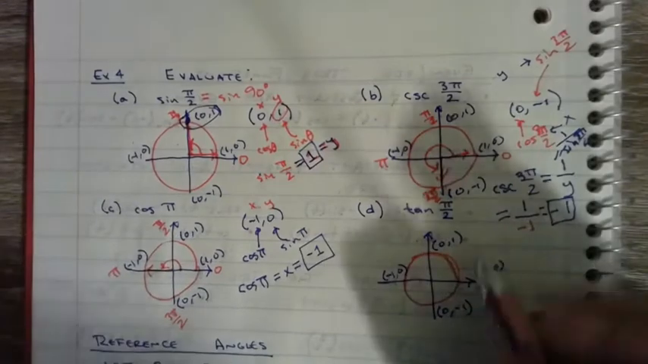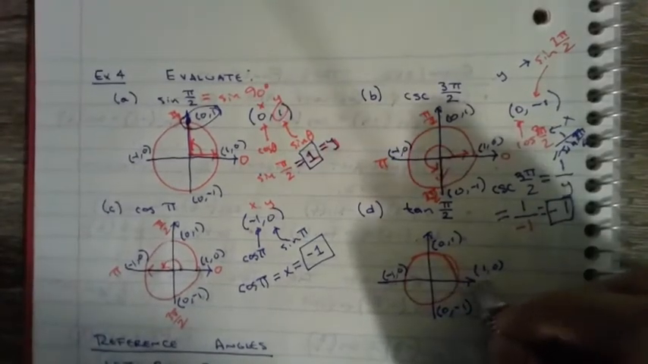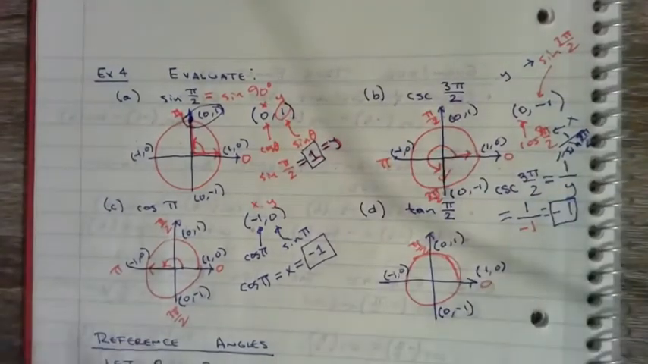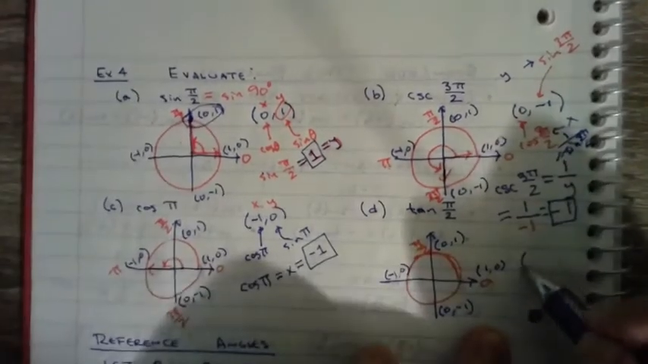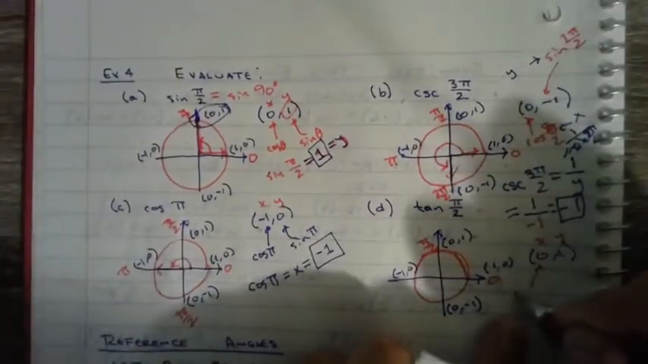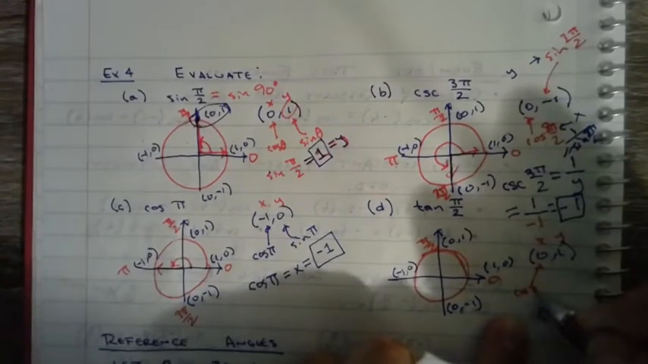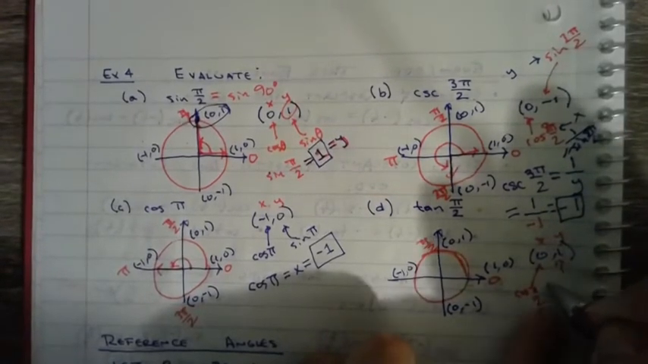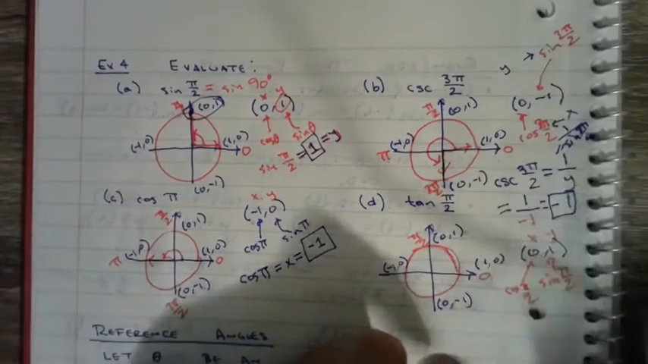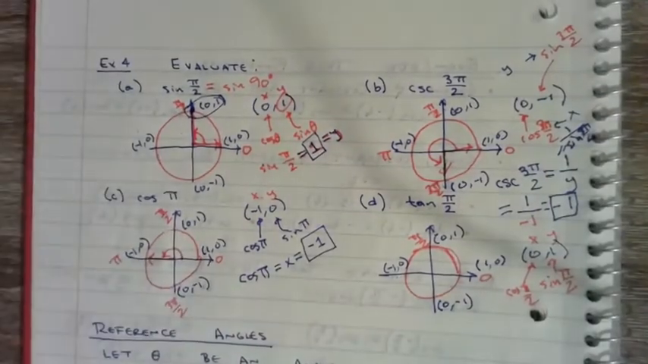Okay. Label your angles. 0 radians. Pi over 2 radians. Okay, that's pi over 2 radians. So that means that I'm going to be working with 0, 1. And again, label them. This is your x, this is your y. This right here is cosine of pi over 2. This right here is sine of pi over 2. Okay? And so you go from there.